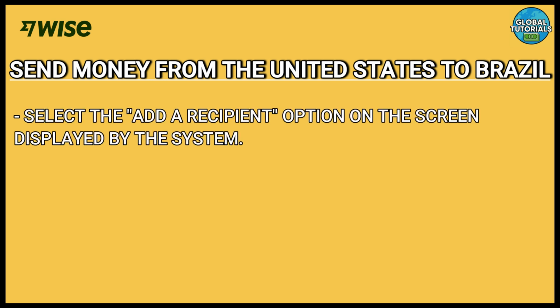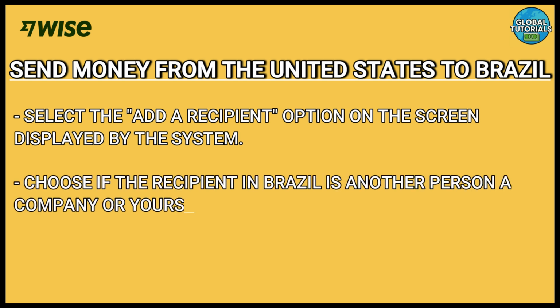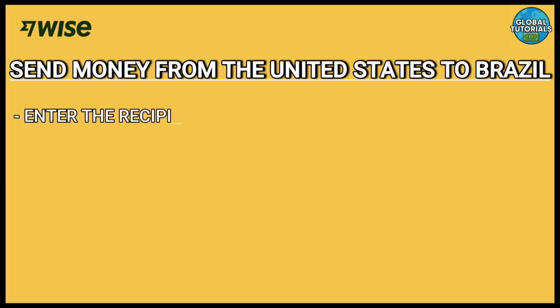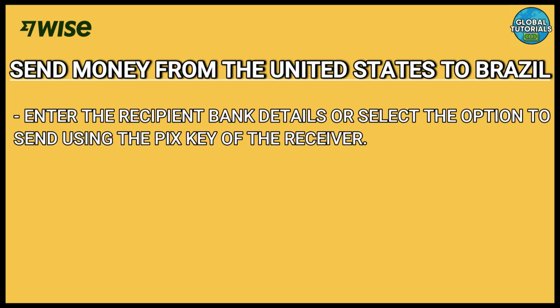Select the Add a Recipient option on the screen displayed by the system. Choose if the recipient in Brazil is another person, a company, or yourself. Enter the recipient full name exactly as it appears on their identity document. Enter the recipient bank details or select the option to send using the PIX key of the receiver.